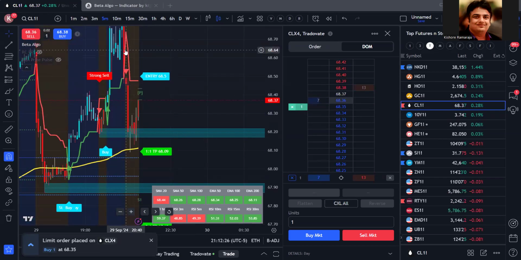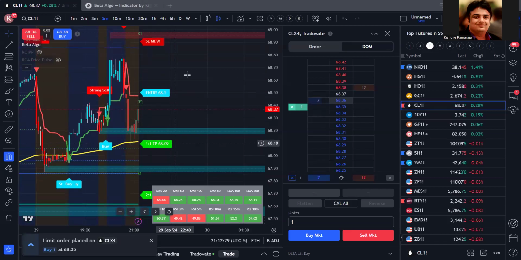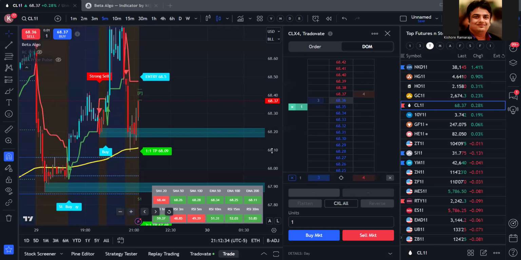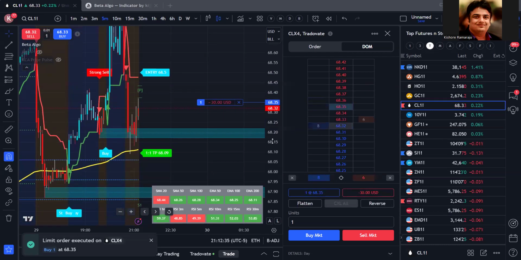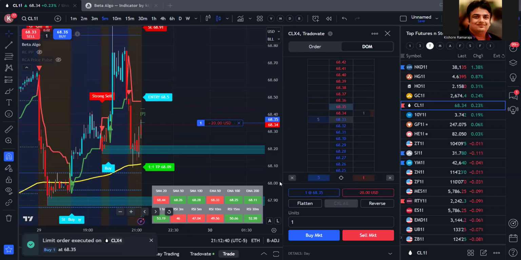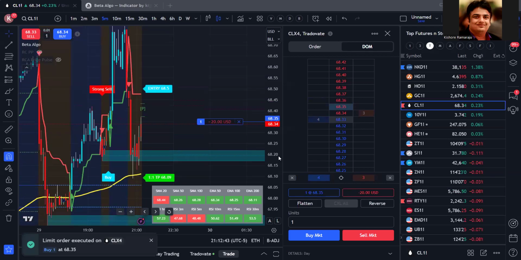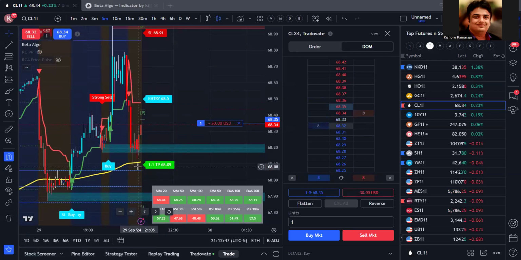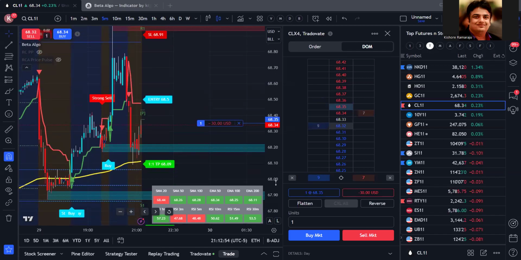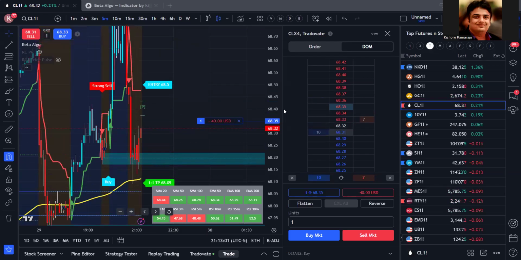Expecting a big move in crude oil back to 68.8. So again, you can wait for the buy signal. Most probably in the next candle we'll get it. Especially if you have a 25 or 150k account, you can always add one more position. Even if it comes a little bit down, I can add one more contract.